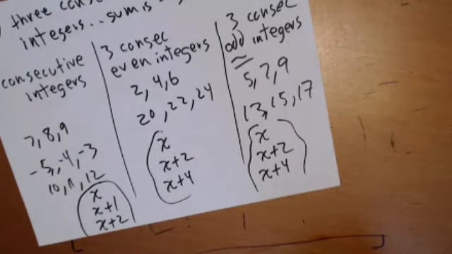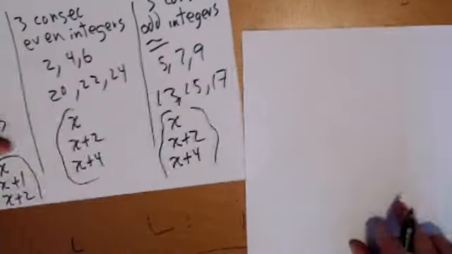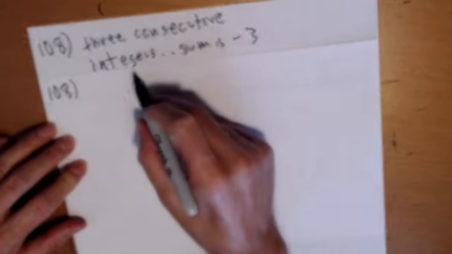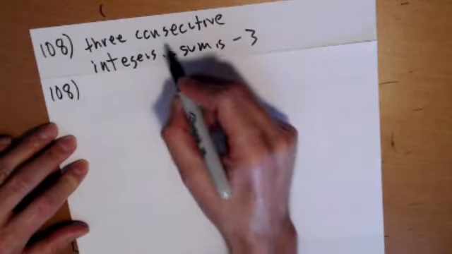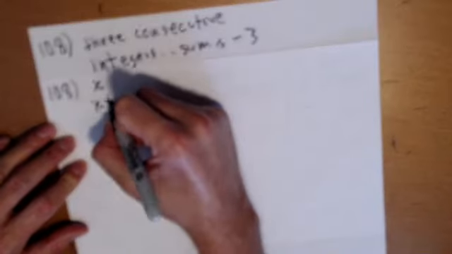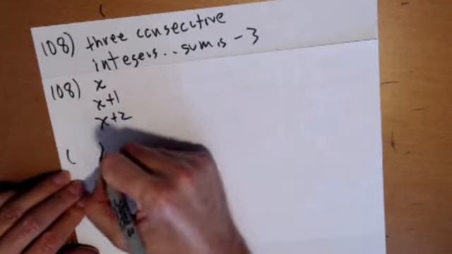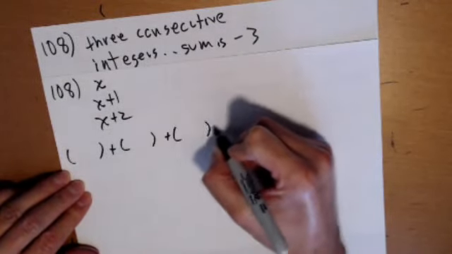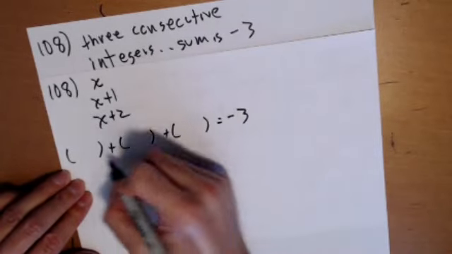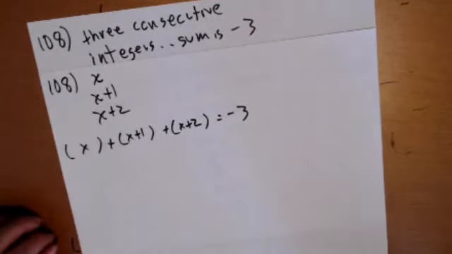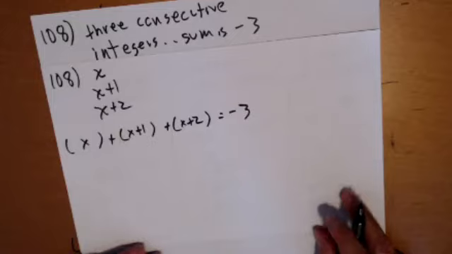So, problem 108. Let's see, where were we? 108. How lazy can I get? 108. 3 consecutive integers, sum is -3. So if it's 3 consecutive integers, it's x, x plus 1, and x plus 2, and then their sum is -3. So if I add them up, I should get -3. So x, x plus 1, x plus 2 is -3. Clean it up. It'll all work out.